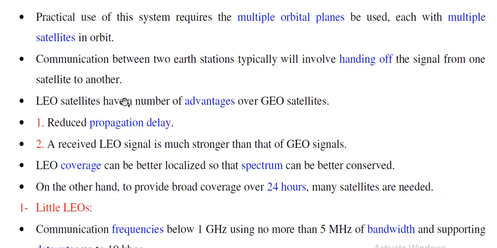So since we have too many satellites, communications between 2 Earth stations will involve handing off the signal, because here we are not using only one satellite, especially if the satellite is moving. Then the new satellite has to resume with the signal or the communication between the 2 Earth stations, and here we have to hand off the communication from one satellite to another.